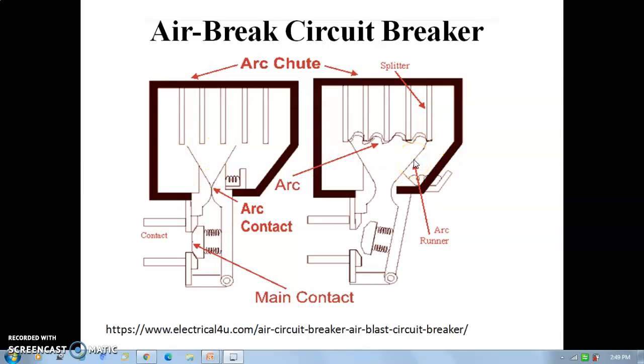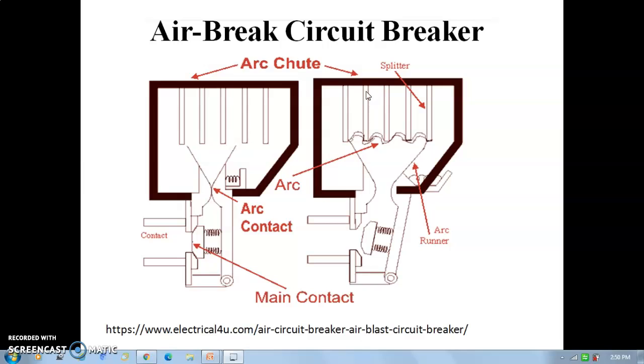When we increase the length, the resistance increases. Along with the arc runner, the arc chute also increases the length. So the arc moves upward by both. Whatever arc is formed should be moved upward by this motion, by electromagnetic or thermal effects. It moves along the arc runner and then it is forced into the arc chute.